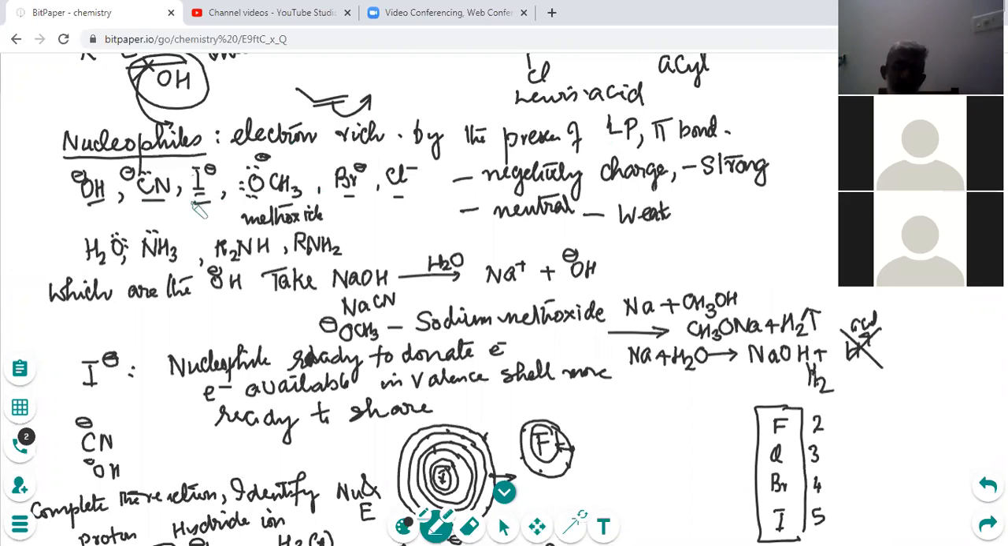Remember, I minus is supposed to be the strongest nucleophile. You can definitely get the reason why I minus is a good nucleophile. Because nucleophile means it should have electrons to donate. That is the meaning of nucleophile. It should be ready to donate electrons, and these electrons should be available in the valence shell, and they should be ready to be shared.